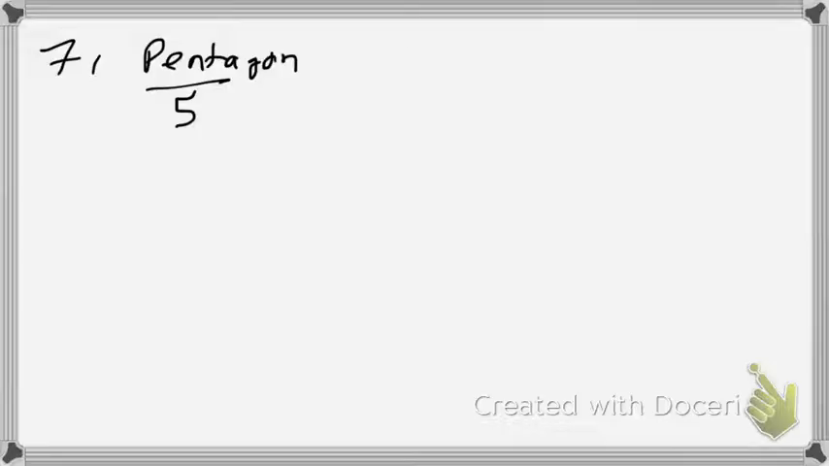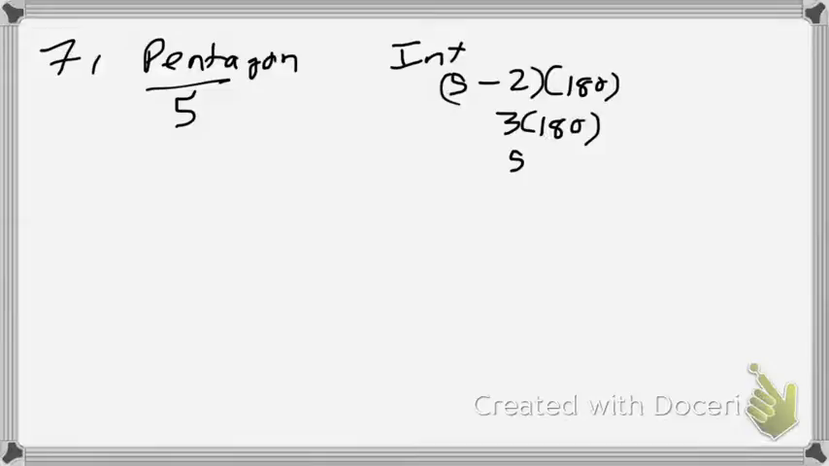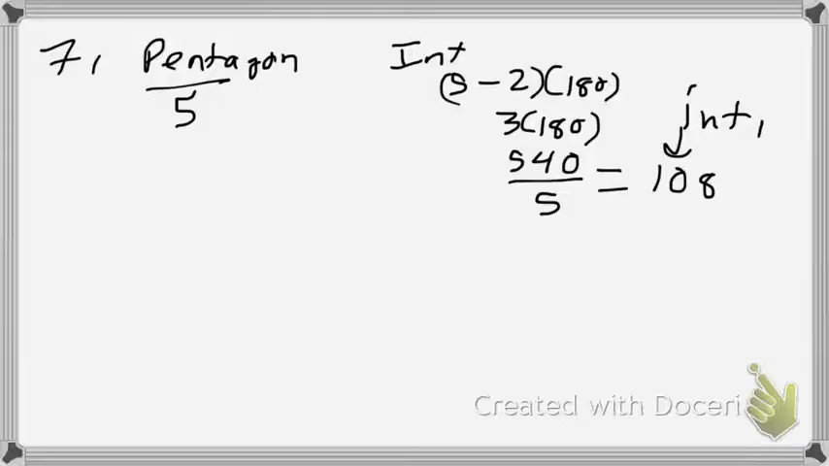Pentagon, pent means 5. So interior, 5 minus 2 times 180. 3 times 180, pentagon, 3 interior triangles. Each interior triangle, 180 degrees. That means 540 degrees inside a pentagon. We then divide by 5, and we get 108 degrees. So in a regular pentagon, each interior angle will measure 108 degrees.